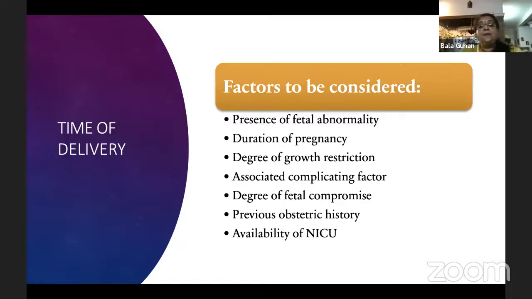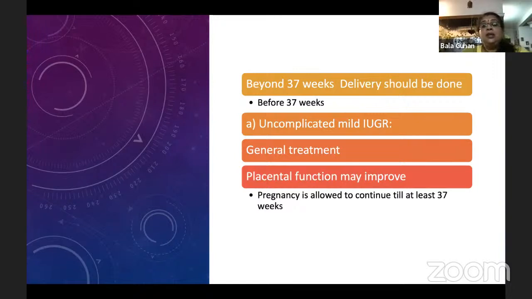For the timing of the delivery, important factors have to be considered: the presence of fetal abnormality, duration of pregnancy, degree of growth restriction, associated complicating factors, degree of fetal compromise, previous obstetric history, and availability of NICU facility. Beyond 37 weeks, delivery should be done. There is no point in waiting, mainly because the placenta is probably grade 3 at that point, and there is no extra benefit that you are going to achieve. So delivery should be done.